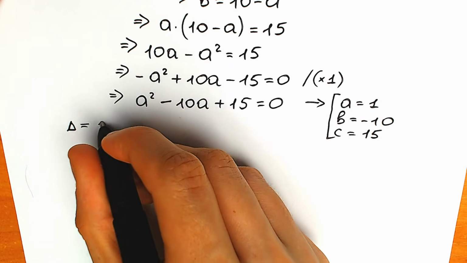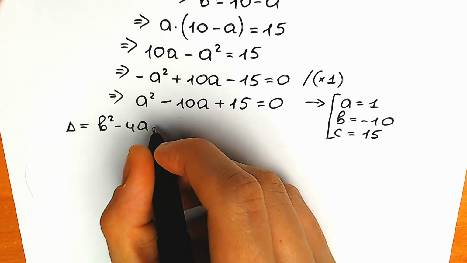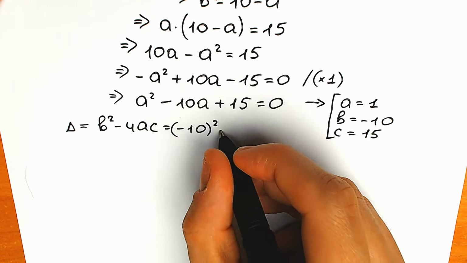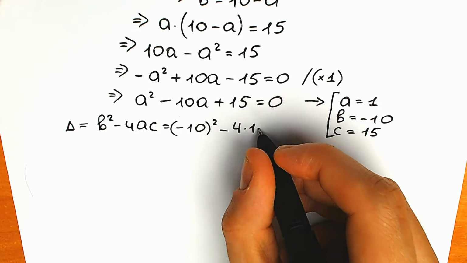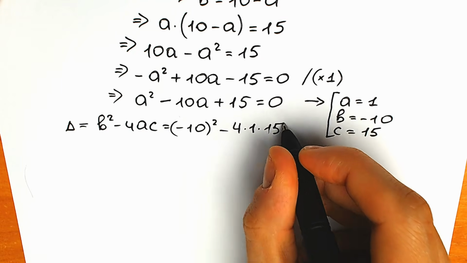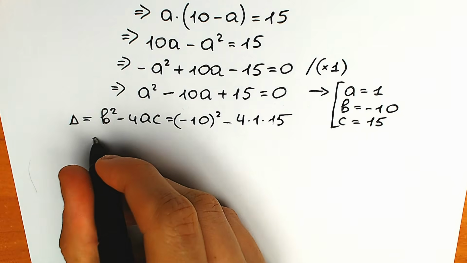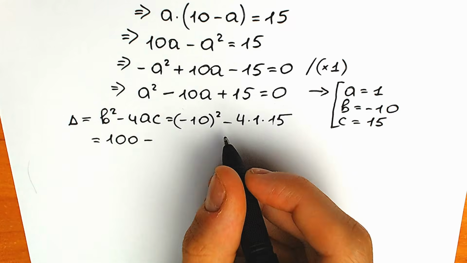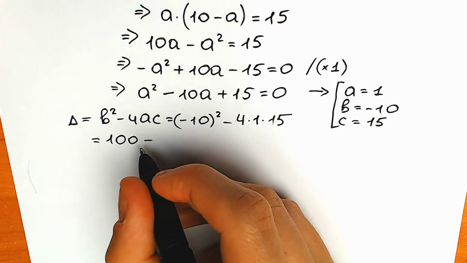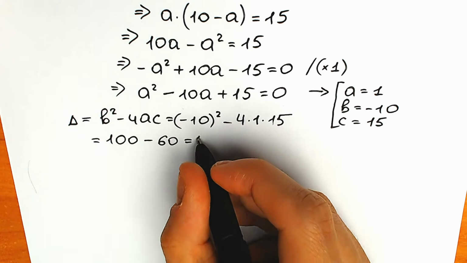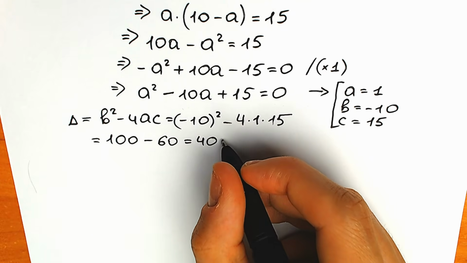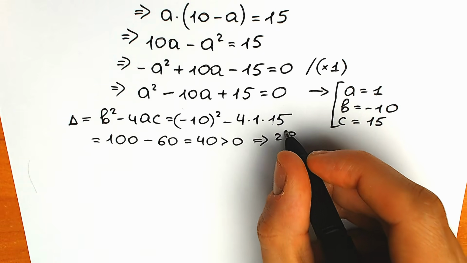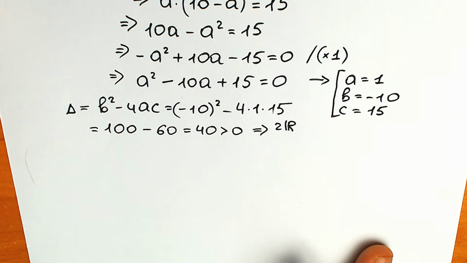Our discriminant equals b squared minus 4ac. What do we have? Minus 10 squared minus 4 times 1 times 15. Let's simplify it. Minus 10 squared equals 100. So 100 minus 4 times 15, which is 60, so our discriminant equals 40. It means that our discriminant is greater than 0, so we have two real number roots because our discriminant is positive.